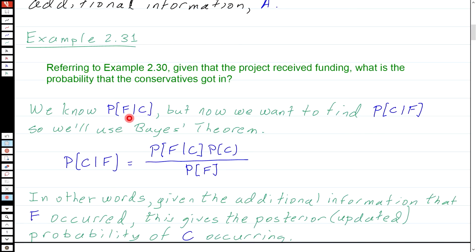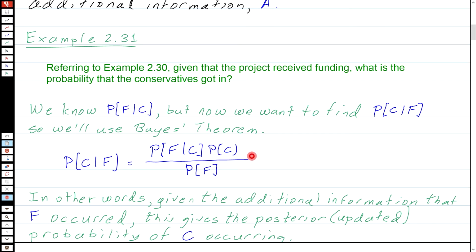Well, we know the probability of funding given the Conservatives, but now we want to find the probability of Conservatives given the funding. So we're going to use Bayes' theorem. The probability of Conservatives given funding is equal to the probability of funding given Conservatives times the probability of Conservatives divided by the probability of funding.